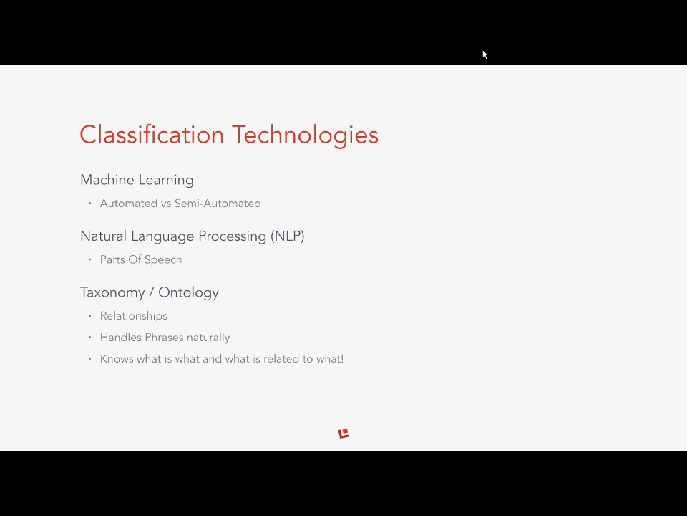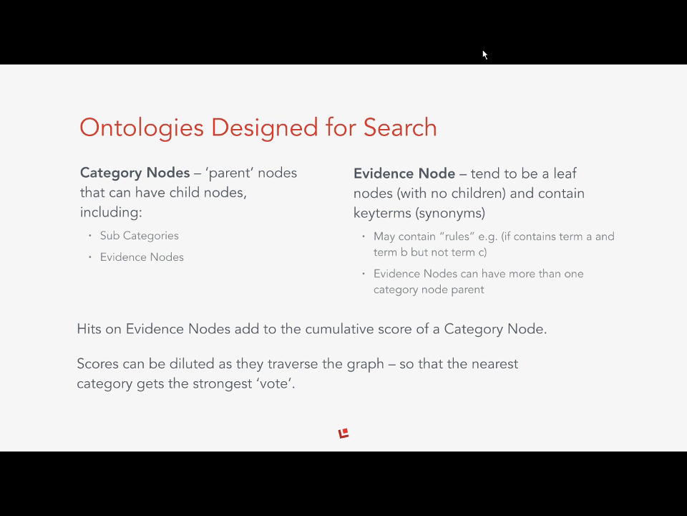So NLP and taxonomy, of course, can give you these relationships because they know what is related to what. And for query auto-filtering, these relationships, knowing what it is and what it's related to, is very important, and as I'm showing you, it can be used in a lot of cool ways. So here's an example of using ontologies to generate this structure.